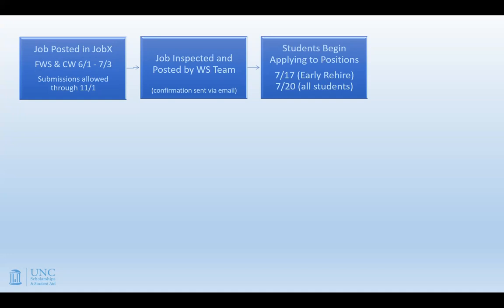Otherwise, the positions will all go live on July 20th, and all the students will be available and eligible to see your positions and apply to them at that point. Please note, if you don't get an email prior to this point and you've submitted your job, we haven't had a chance to inspect it, or it has been sent to the wrong location and we don't know that you're waiting on us to inspect it. We will review exactly how to ensure that your positions are up for inspection a little later in this presentation.